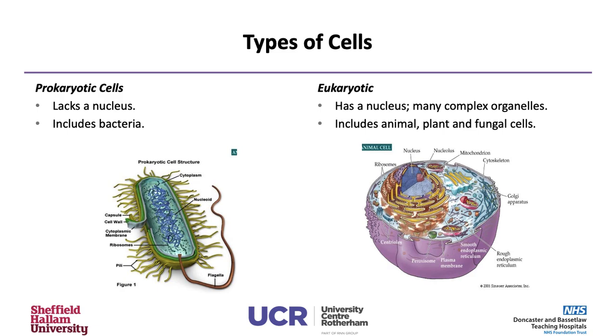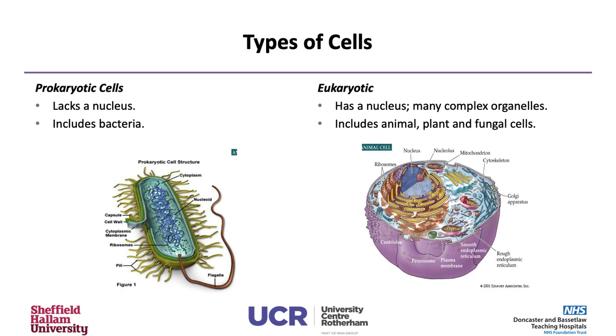There are different types of cells, so not all cells are human. Whether they're plant-based or animal-based, they can be non-human based. Human cells are what's called eukaryotic cells, and these cells have a nucleus and many complex organelles. Organelle means small organ, where an organ is something that works and is a larger structure. They include animal, plant and fungal cells.